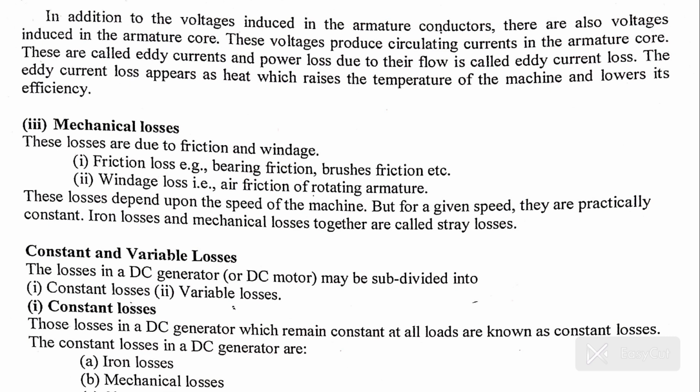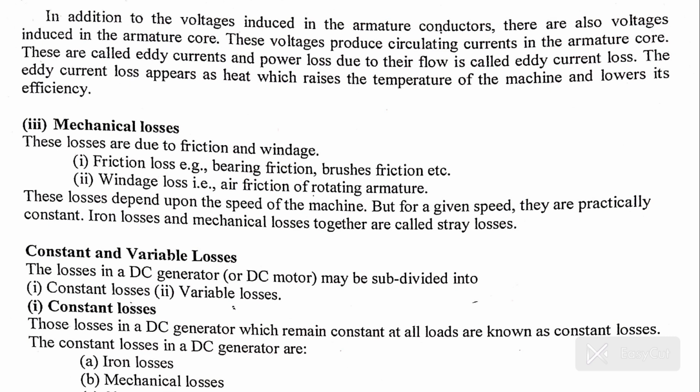2. Iron or core losses. These losses occur in the armature core and are caused by its rotation in the magnetic field. There are 2 types. A. Hysteresis loss. This occurs because the magnetic field reverses continuously as the armature rotates. Every time the core material magnetizes and demagnetizes, a small amount of energy is lost. B. Eddy current loss. This happens when small circular currents, called eddy currents, are induced in the armature core due to changing magnetic fields. These currents produce heat and reduce machine efficiency.